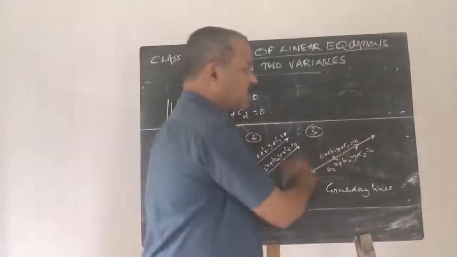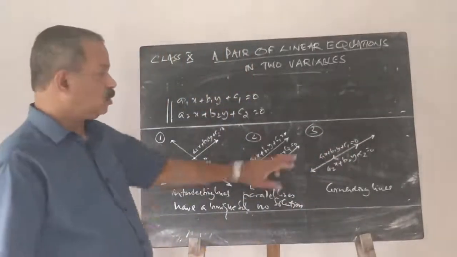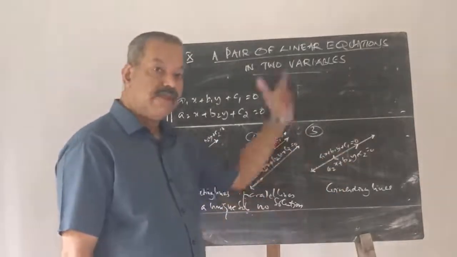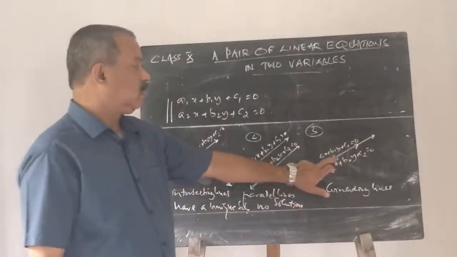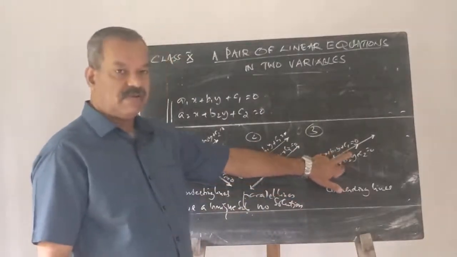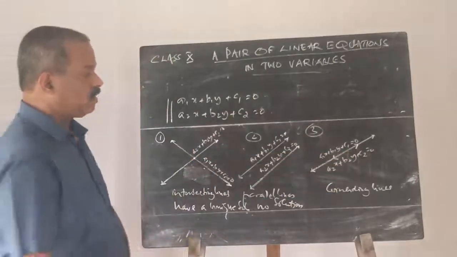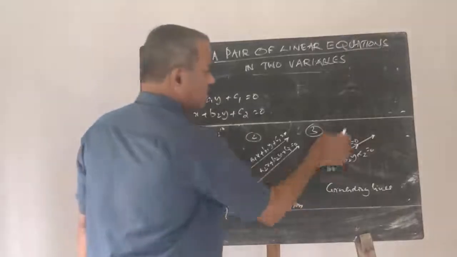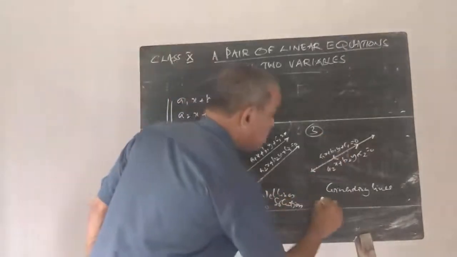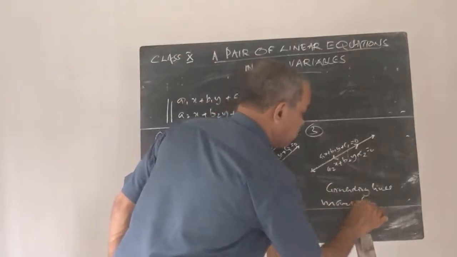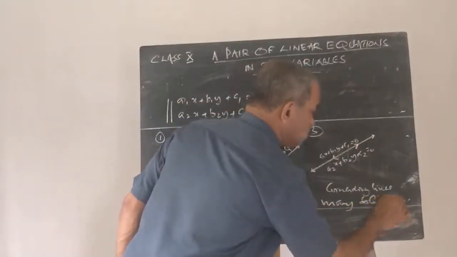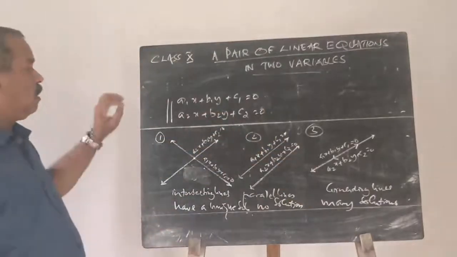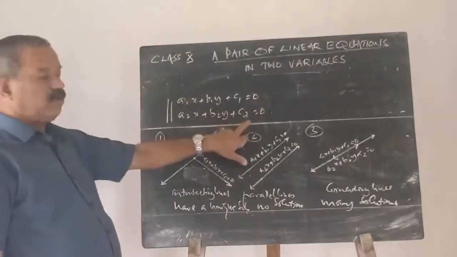Then how many solutions are there? Do they have only a single common point, or no common point, or many common points? Yes. The coinciding lines have many common points. All the points. In other words, all the points are common. So how many solutions are there for such equations? Many, infinitely many solutions.